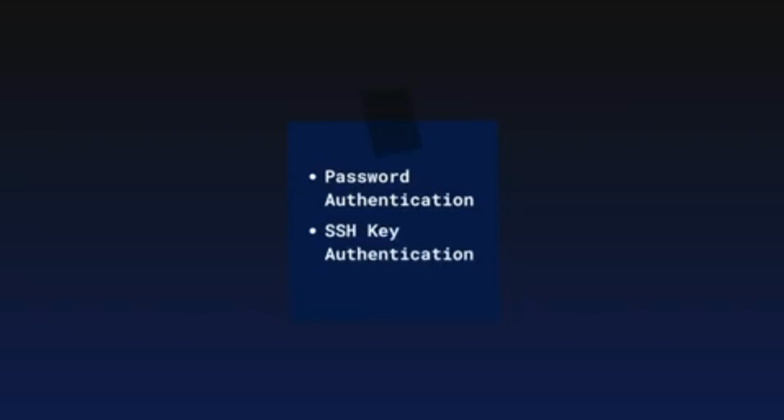So how do you authenticate with SSH? There are two main methods. Password authentication. This is the simplest method where you enter your username and password to access the remote server. However, it's not the most secure option since passwords can be guessed or intercepted. The other one is SSH key authentication. This method involves using a public and private key pair. Let's see how it works.